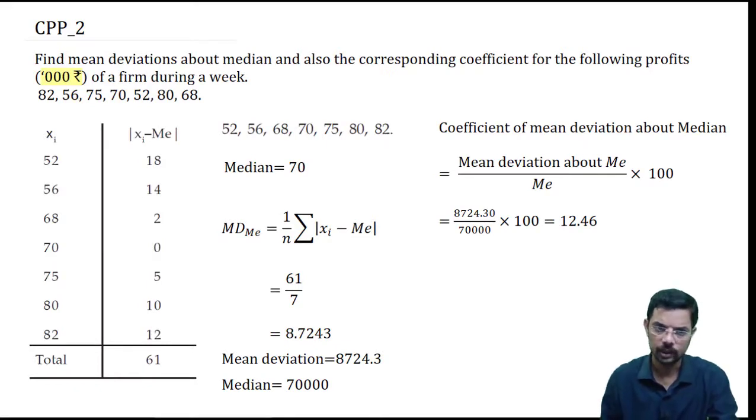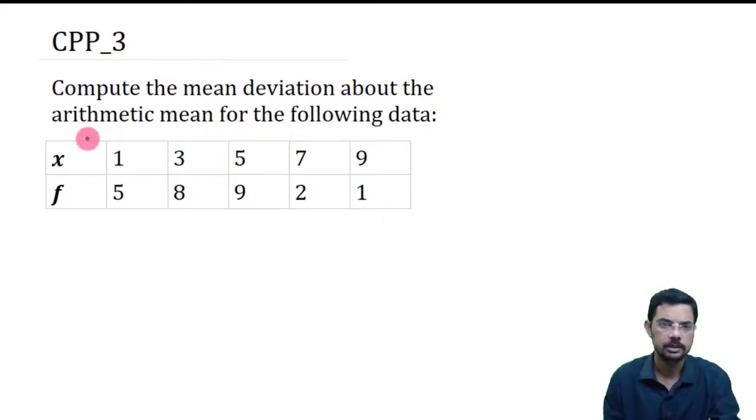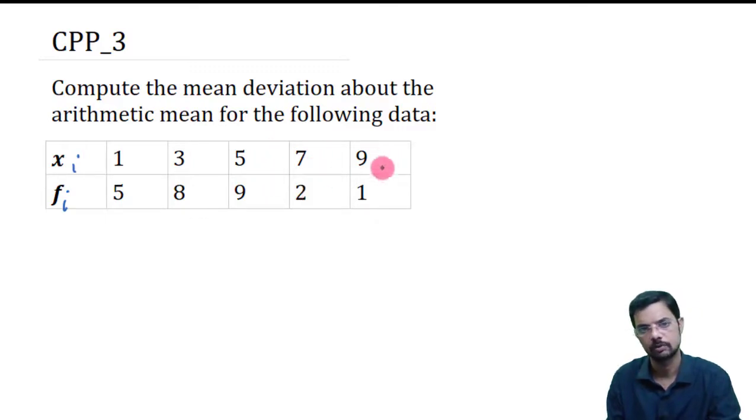Now let us move on to the next problem. Consider this problem. Here we have a discrete frequency distribution where the observations xi are given like this and fi is given like this. So 1 is repeated 5 times, 3 8 times, 5 9 times, 7 2 times and 9 1 time. First we need to find the mean, because we need to find the mean deviation about the arithmetic mean.